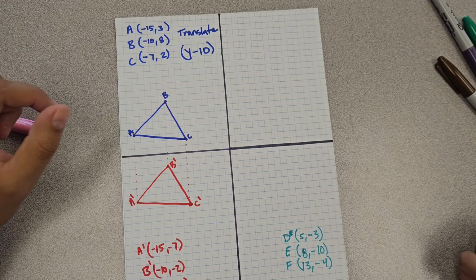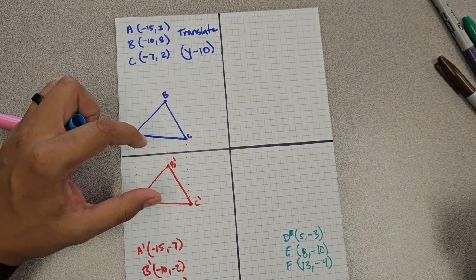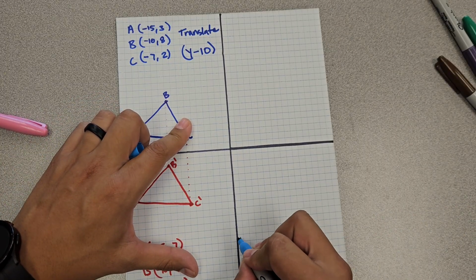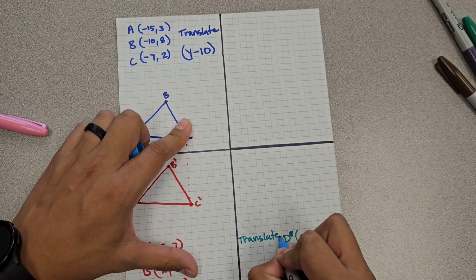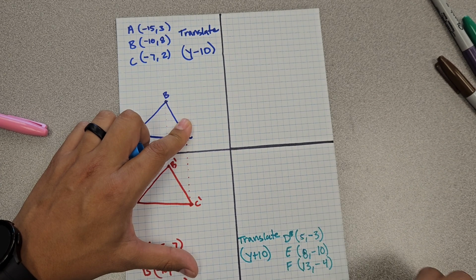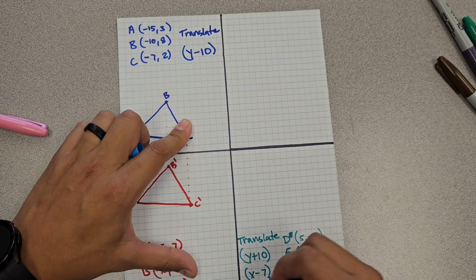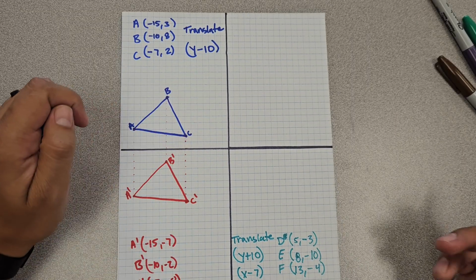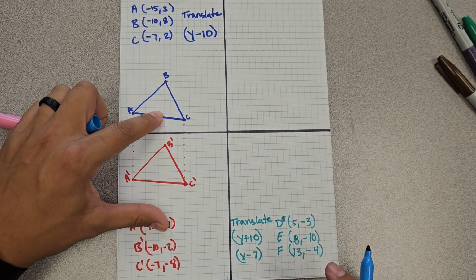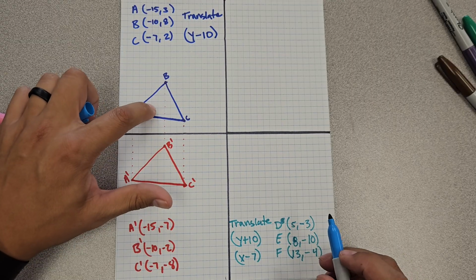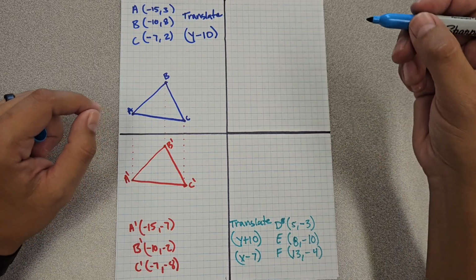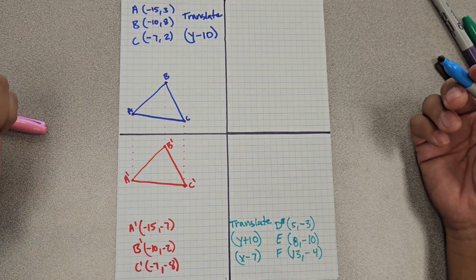Okay, so what we're going to do now is you guys are going to try this one as well. You're going to draw this triangle, and I'm going to have you translate this one: y plus 10, and then x minus 7. So you're going to pause the video here, take these coordinates, graph your original shape, like we did last time, translate it and get your new shape. And then with that, you're also going to write down the new coordinates. Okay, so go ahead and pause the video.